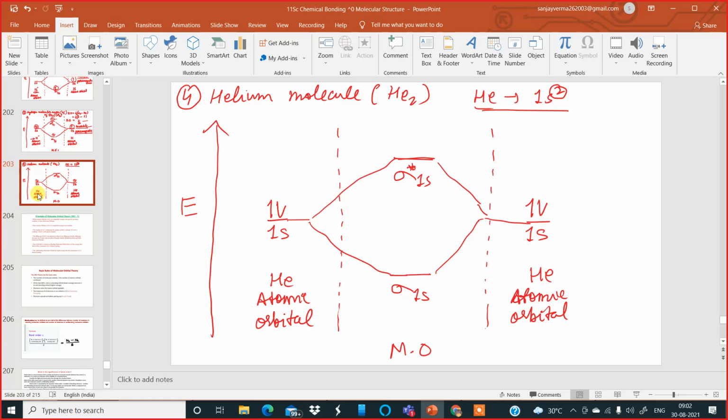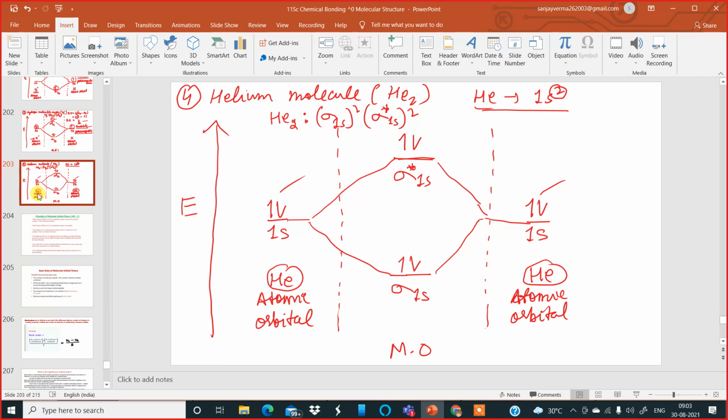Now look at the total number of electrons given by both the helium atoms. Total is 4, 2 over here, 2 over here. So this will fill up this way: 1, 2, 3, and 4. So this is the molecular orbital diagram for helium molecule. Now to write down the electronic configuration according to MOT, this is how we write it: He2, sigma 1s with 2 electrons, sigma star 1s with another 2 electrons. So this is the electronic configuration according to molecular orbital theory for helium molecule.